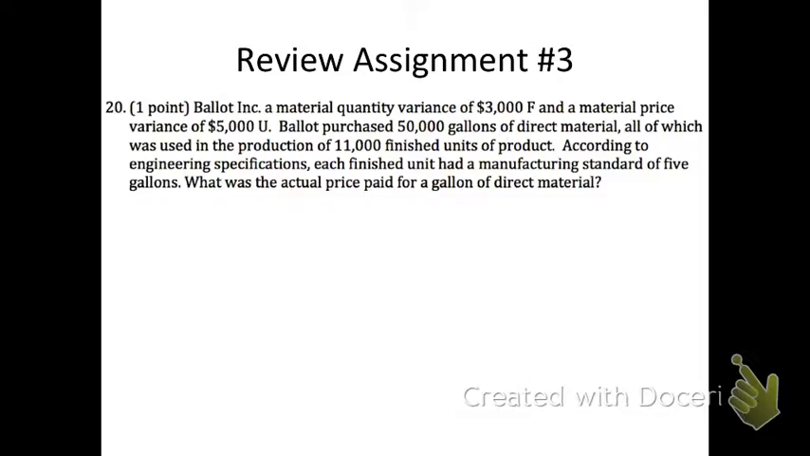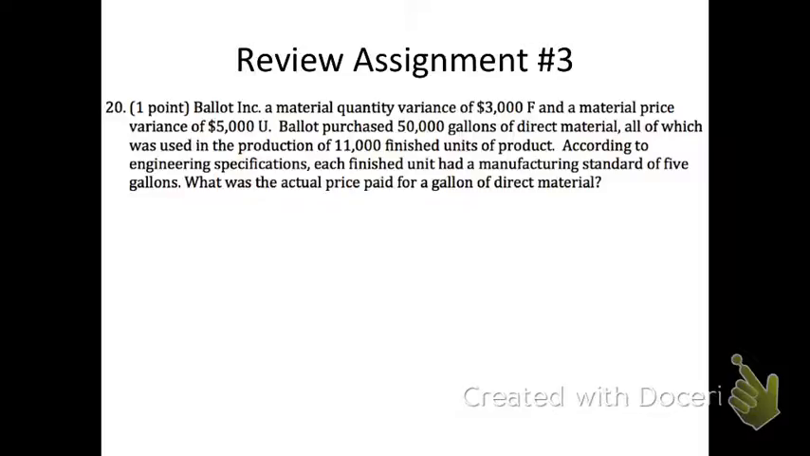All right, number 20. Number 20 is a backwards variance problem, and so typically in these, again, I read the problem and I determine which variances I'm looking at, and so then I can start to draw my diagram and put in everything that I do know, and try to get back to what I don't know so that I can actually solve the problem.